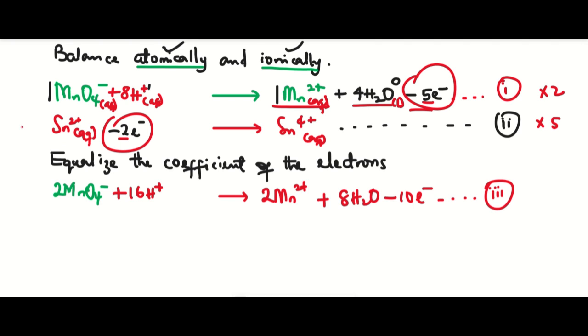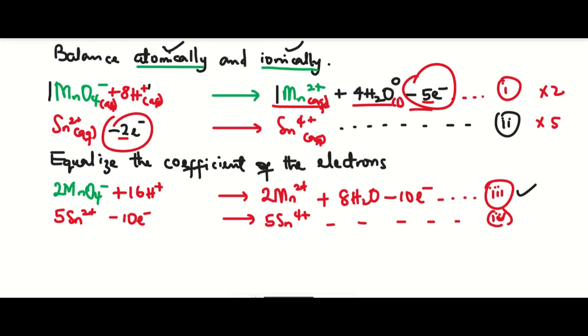Then moving on to the next equation, we have to multiply the whole of this by 5. And so we have 5 moles of Sn2 plus minus 10 moles of electron, and at the product side we have this multiplied by 5. Hence we have 5 moles of Sn4 plus. This gives us equation 4.